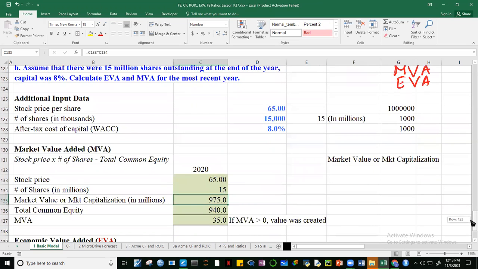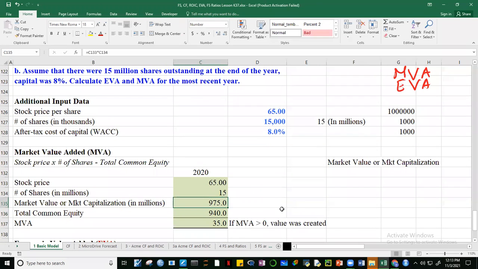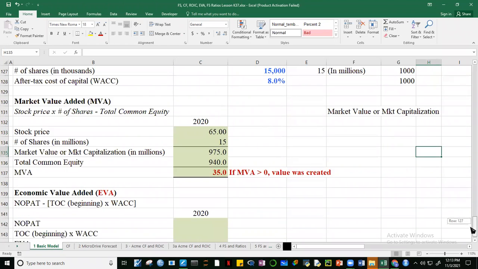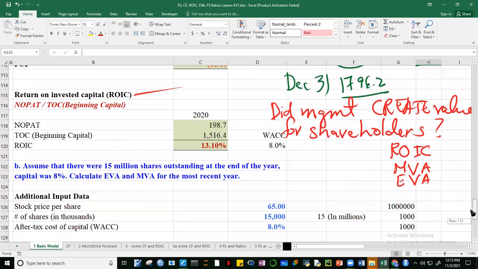Okay, let me pause for a while. Any questions, guys? Is the determination of the MVA clear? And was value created? Yes, value was created, since the market value added, which is computed by getting the difference between the book value of equity and the market capitalization, shows that value was created.